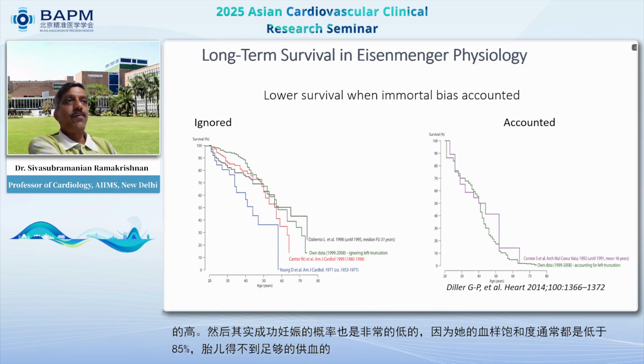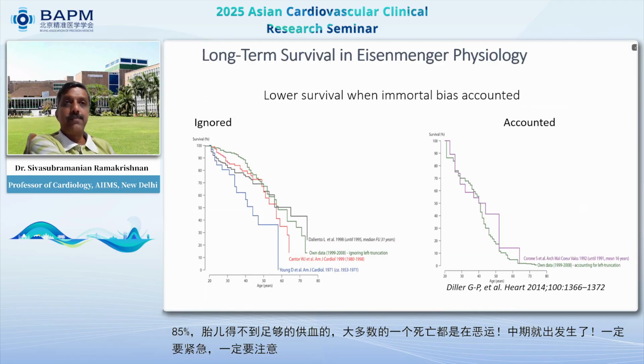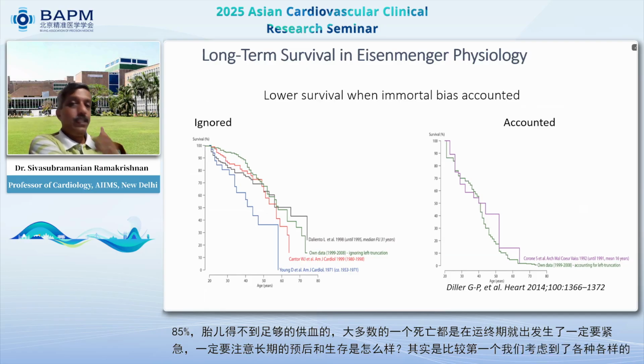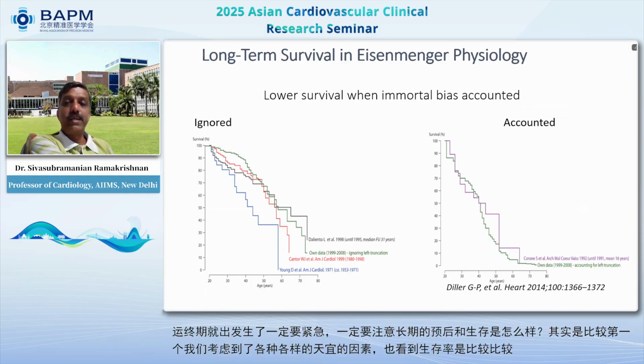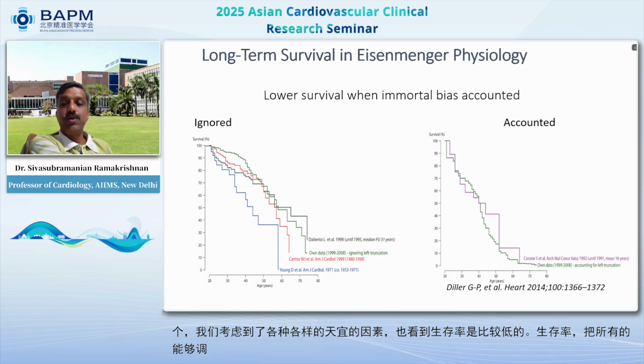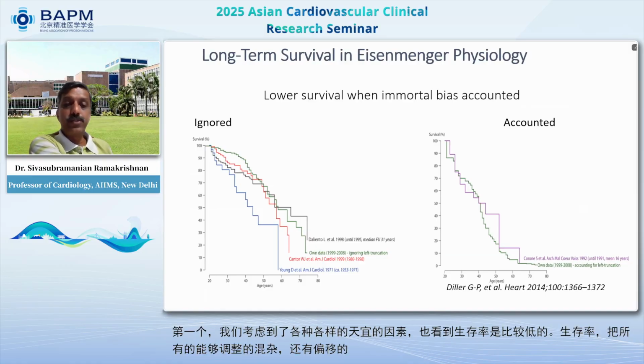One more thing is, we have always been taught that Eisenmenger syndrome has a very good long-term prognosis, and when you compare with IPAH, this is what has been told to us. But unfortunately, the recent analysis from the Swedish subgroup and others has shown that there is what is known as immortal bias. So the survival is lower when immortal bias is accounted for. They tend to have a survival as poor as idiopathic pulmonary hypertension.